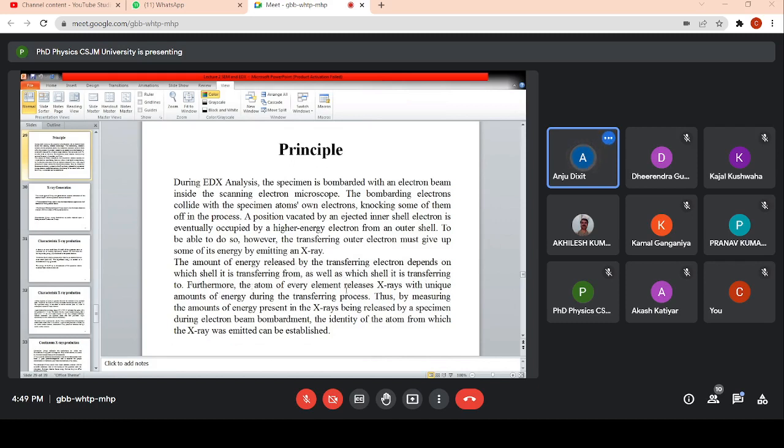Furthermore, the atom of every element releases X-rays with unique amount of energy during the transferring process. Thus, by measuring the amount of energy present in the X-rays being released by a specimen during electron beam bombardment, the identity of the atom from which the X-ray was emitted can be established.